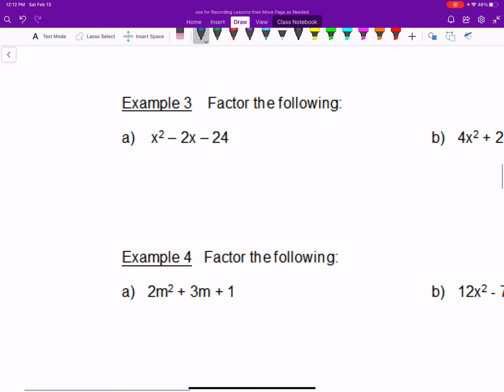Factor the following. So these ones are trinomial quadratics. Again, a quick glance lets me know there's no common factor, especially since there's no a value. There can't be a common factor if there's no a value. But I think about it.